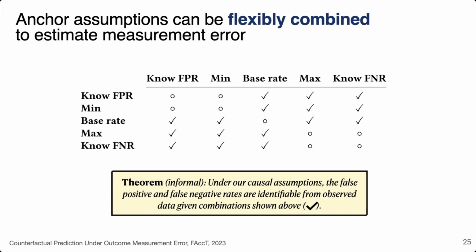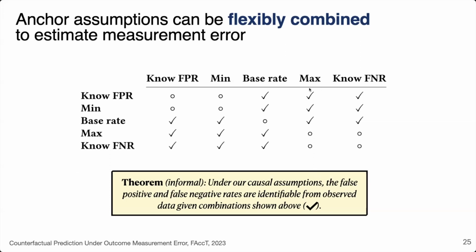Basically, what you need generally is for 2 of these assumptions to hold. So you would need a base rate anchor to hold and the false positive rate, or anything with the checks. And if you're willing to make 2 of these assumptions for the check boxes, then you can use these pieces of information to correct for the measurement error.